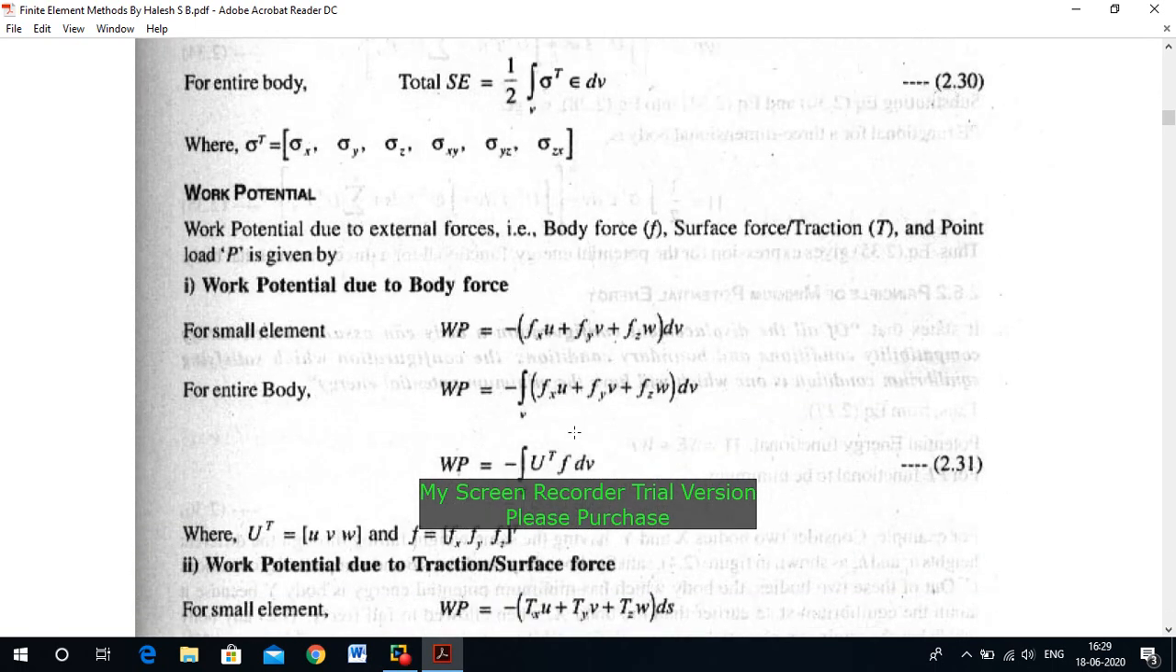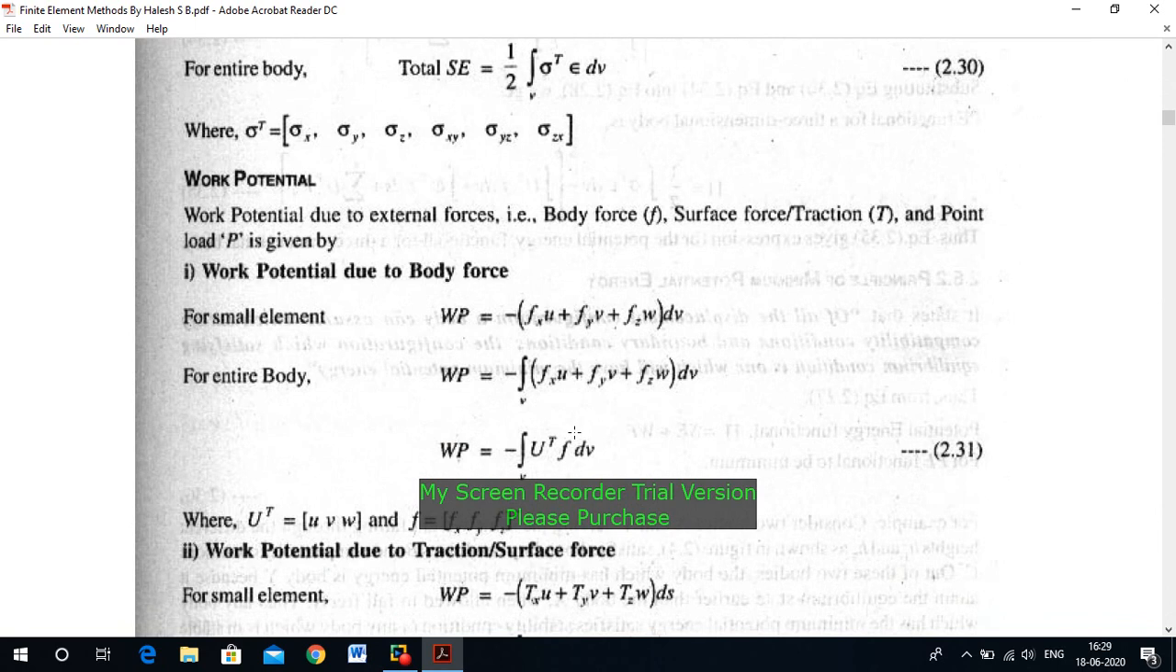Next, work potential. The work potential due to external forces: if you consider a 3D elastic body, there are 3 types of forces acting on it. The first one is called body force, represented by F. The second one is surface force or traction force, represented by capital T. And the point load is capital P.